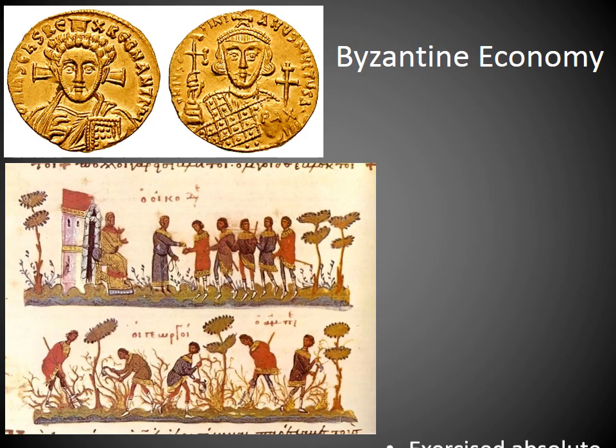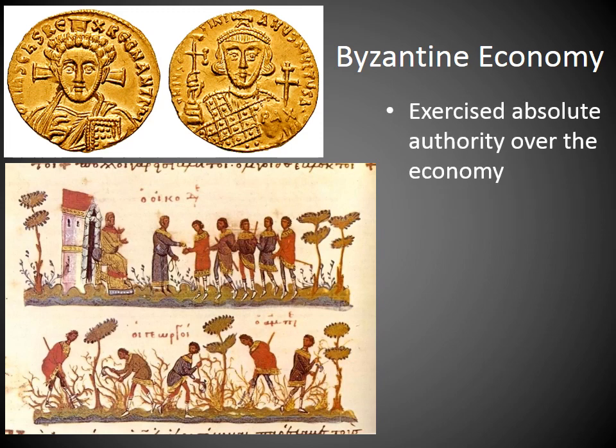The Byzantine economy. The Byzantine emperor also exercised absolute authority over the economy. So he didn't just control the military and the laws and the church. He controlled the economy as well, which you can see with the coins on the left. Those are Byzantine emperors' faces on those coins. And just to point out that the cross is an Orthodox cross. It is more symmetrical than oblong.